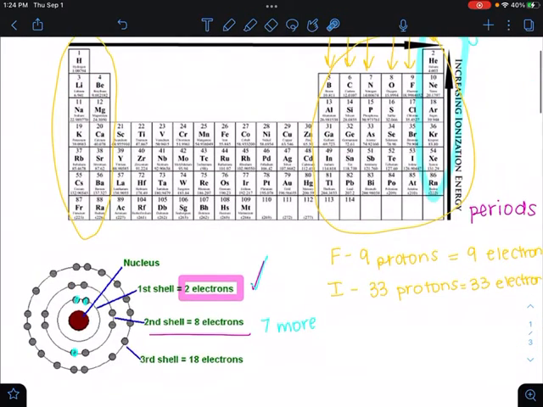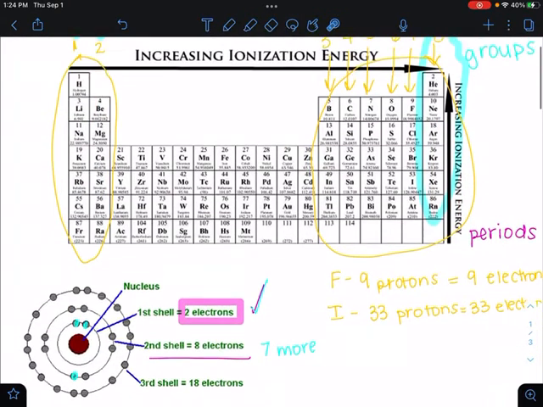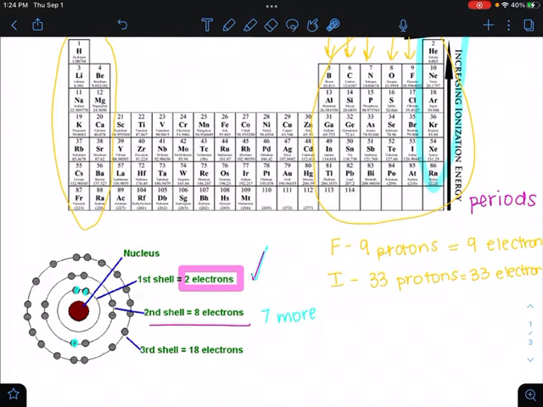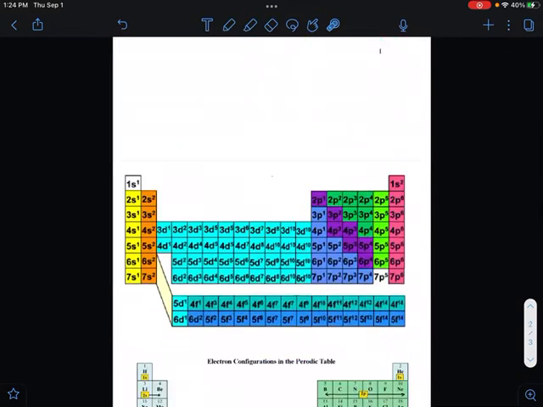Helium, 1, 2. Then you move down to the second shell. 1, 2, 3, 4, 5, 6, 7, 8. But here's an easy graph to represent it, or an easy periodic table.